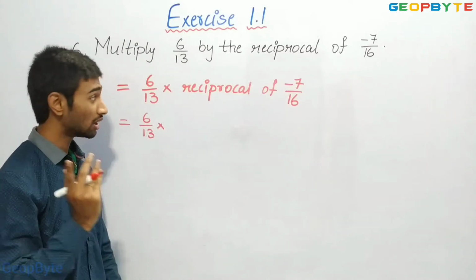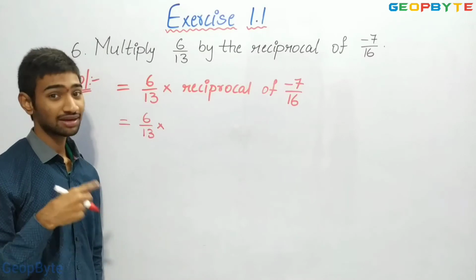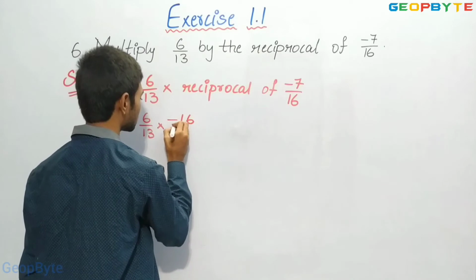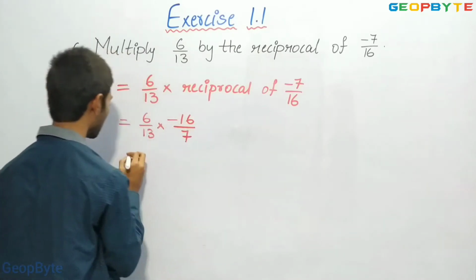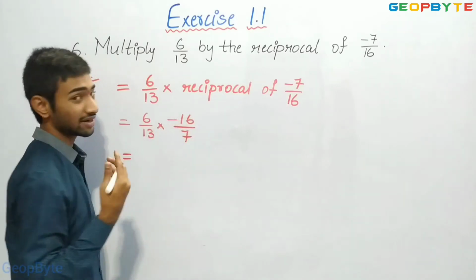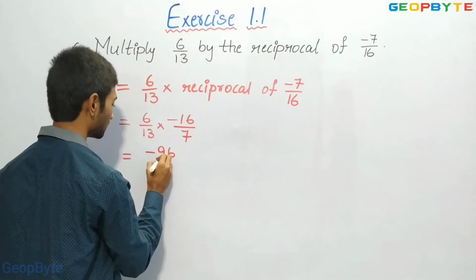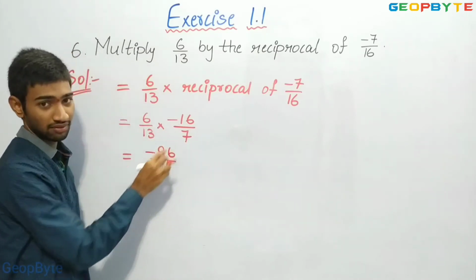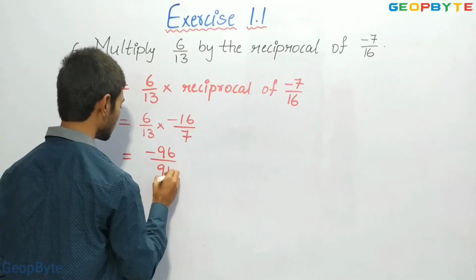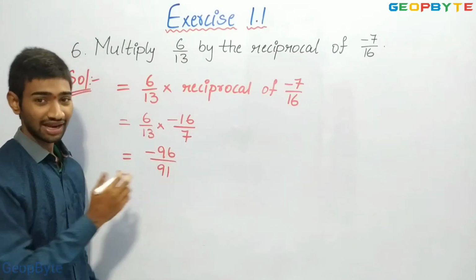So, the reciprocal of minus 7 by 16 is minus 16 by 7. So, 6 by 13 into minus 16 by 7, that equals 6 into minus 16 is minus 96. So, minus 96 by 13 into 7. 13 sevens are 91. So, we got the answer minus 96 by 91.